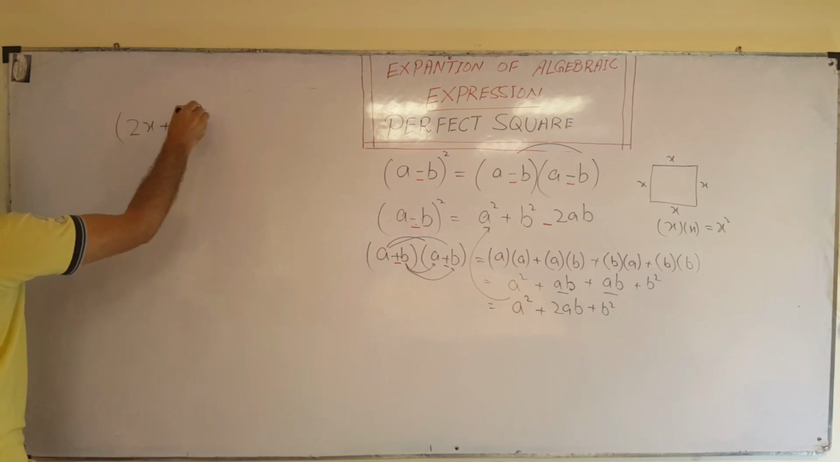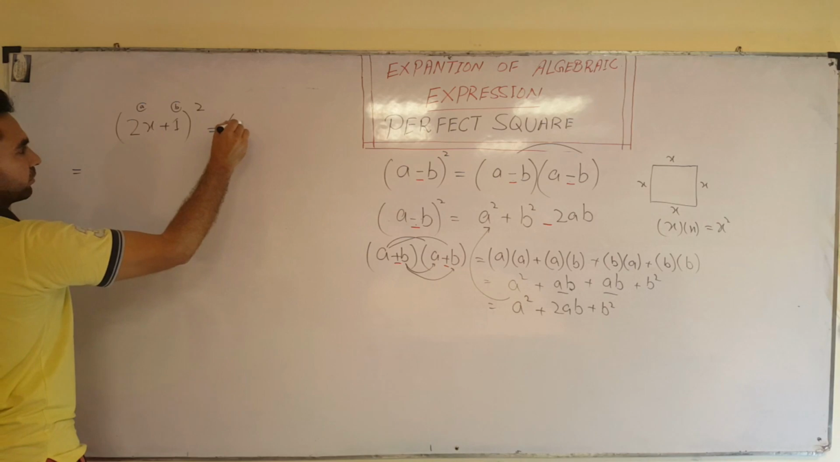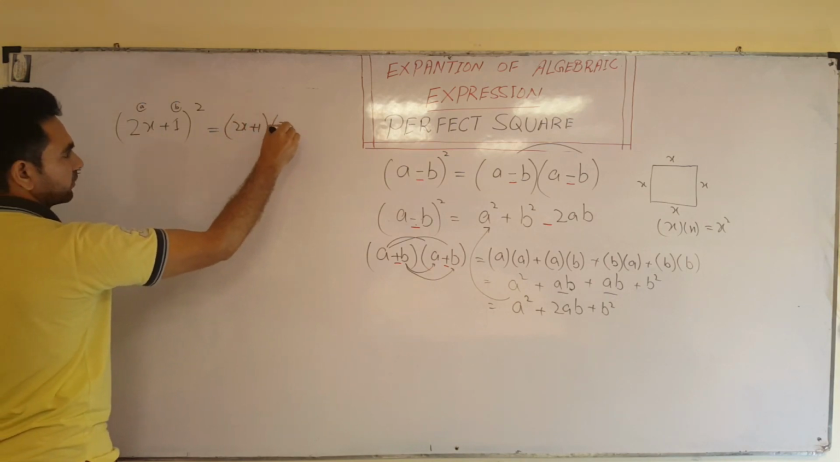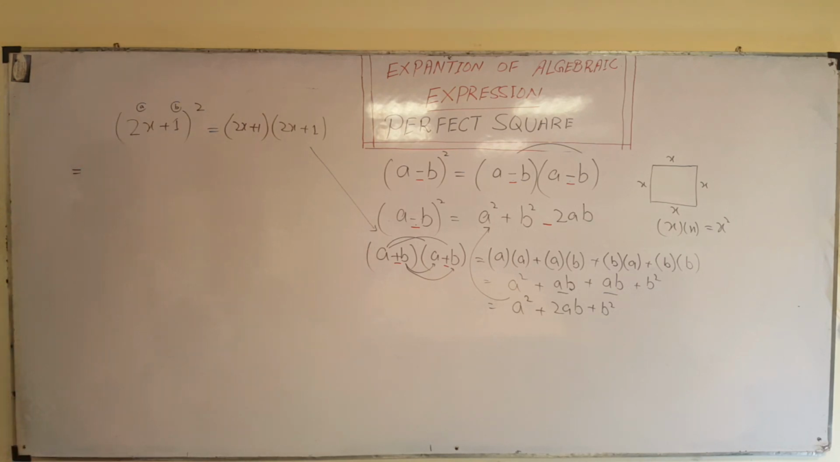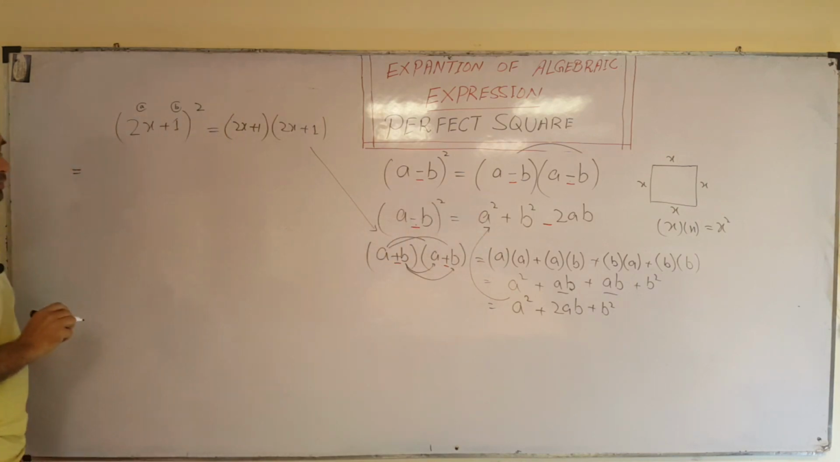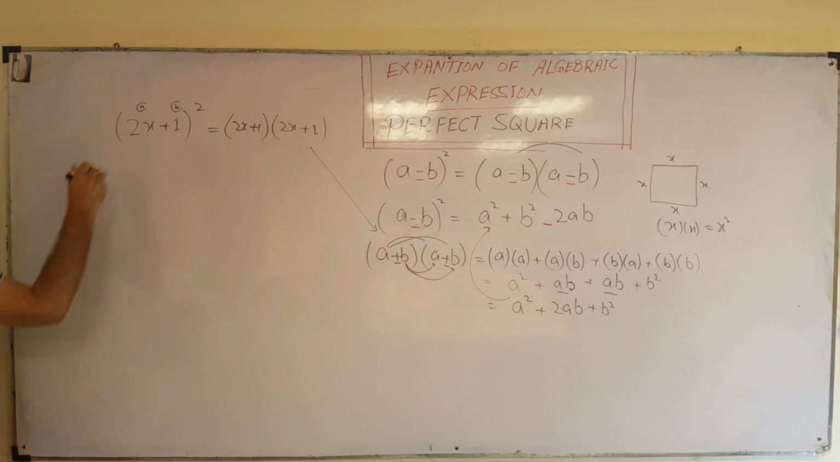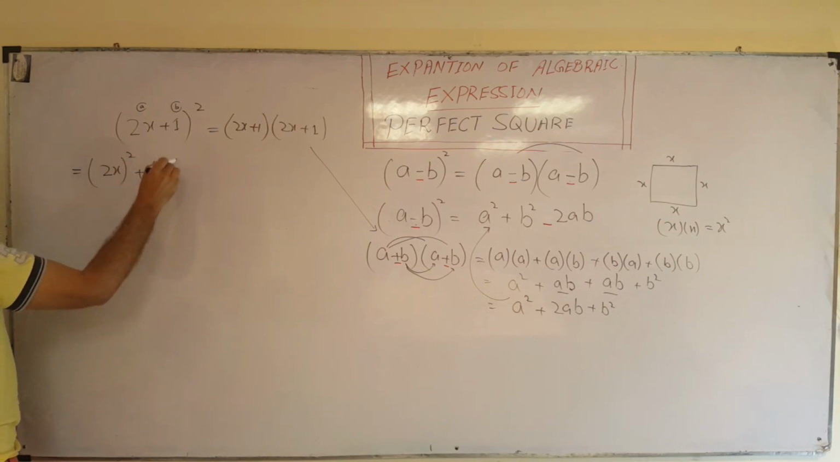2x plus 1 whole square. So now you can see this is your first one and this is your second one. What the formula said, either you can expand it simply and apply this method, or what you can do is just apply this simplified formula, which says that you take the square of the first one, so 2x, plus then we take the square of the second one, which is 1 here.